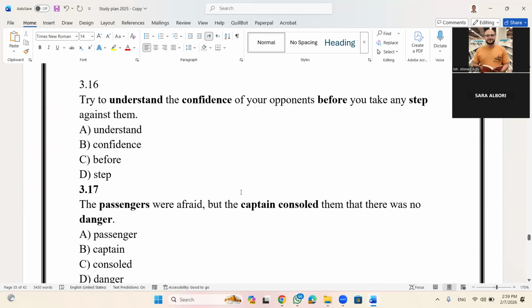Try to understand the confidence of your opponents before you take any step against them. So the sentence here is advice. It's a piece of advice. It's about when you try to take any step against your opponents, I mean your rivals, خصمك, and you need to understand something.